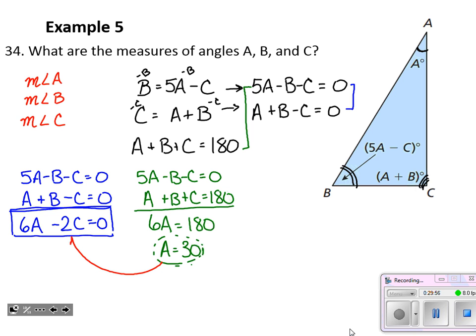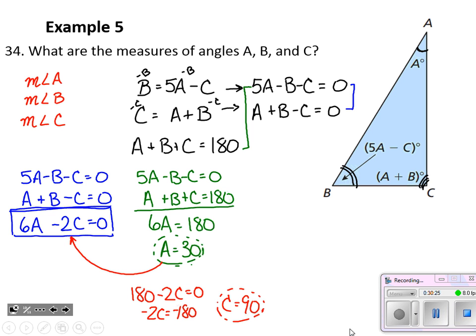I'm going to plug a into this boxed equation that I have. So 6 times a minus 2 times c equals 0. Well, 6 times a is 180 minus 2c equals 0. If I subtract 180 from both sides and then divide by negative 2, I find that c equals 90. So now I know 2 of those variables.